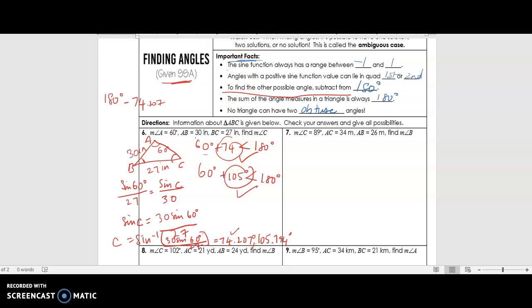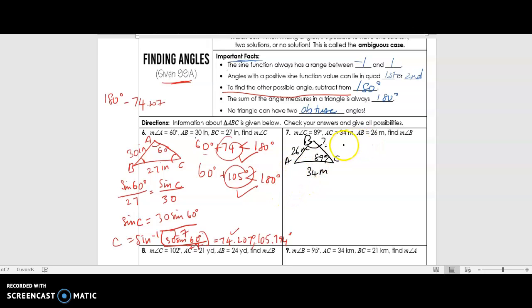So let's see where it is not. Let's take a black this time, and let's look at this question. So we'll draw a triangle as always, A, B, and C. And here he's saying measure of angle C is 89, AC is 34 meters, and AB is 26 meters. Okay, we need to find measure of angle B.